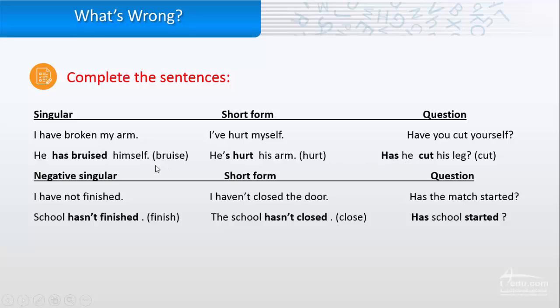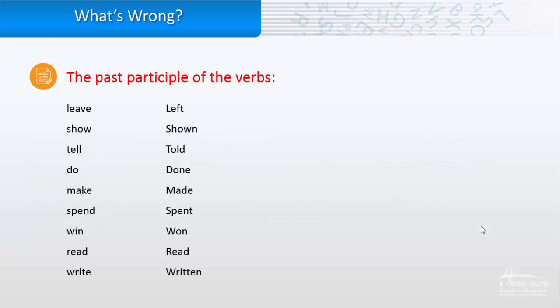The negative singular, I have not finished. School has not finished. See, finish here, it's going to be finished. And we just add not to the has or have. The short form, I haven't closed the door. The school has not closed. The question, has the match started? Has school started? So this is how we form it in singular or plural or short form and questions.